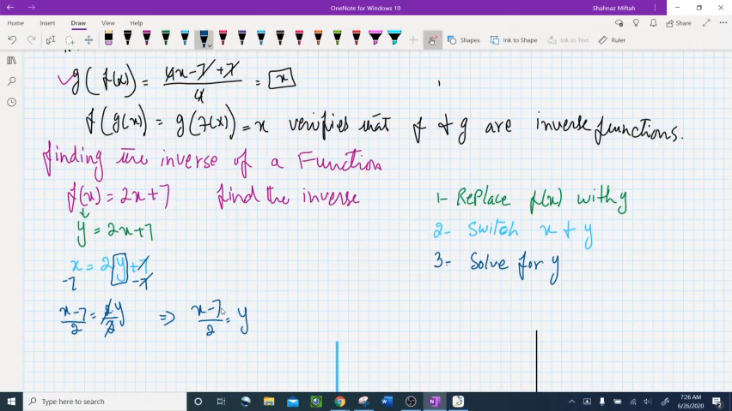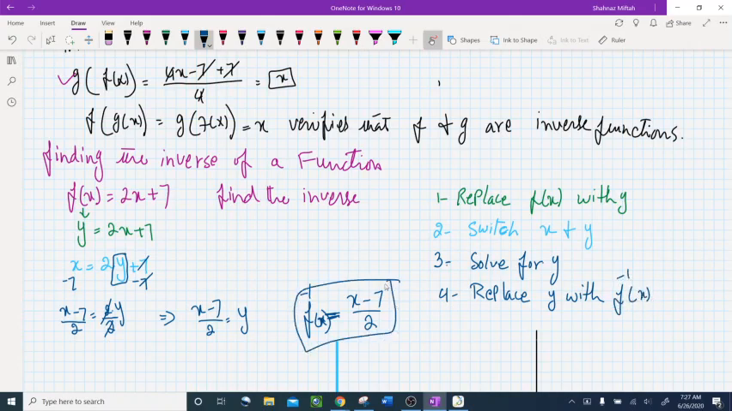So how do we write this? This is the inverse. I'm done with 3 steps. So how do you write the answer for this? How do you write this as an inverse for this y? You're going to write f of negative 1 of x equal x minus 7 over 2. Okay. So that's how you write your answer there. You can say your 4th step is replace y with f of negative 1 of x, like that. Which I did. So that's my answer for that.